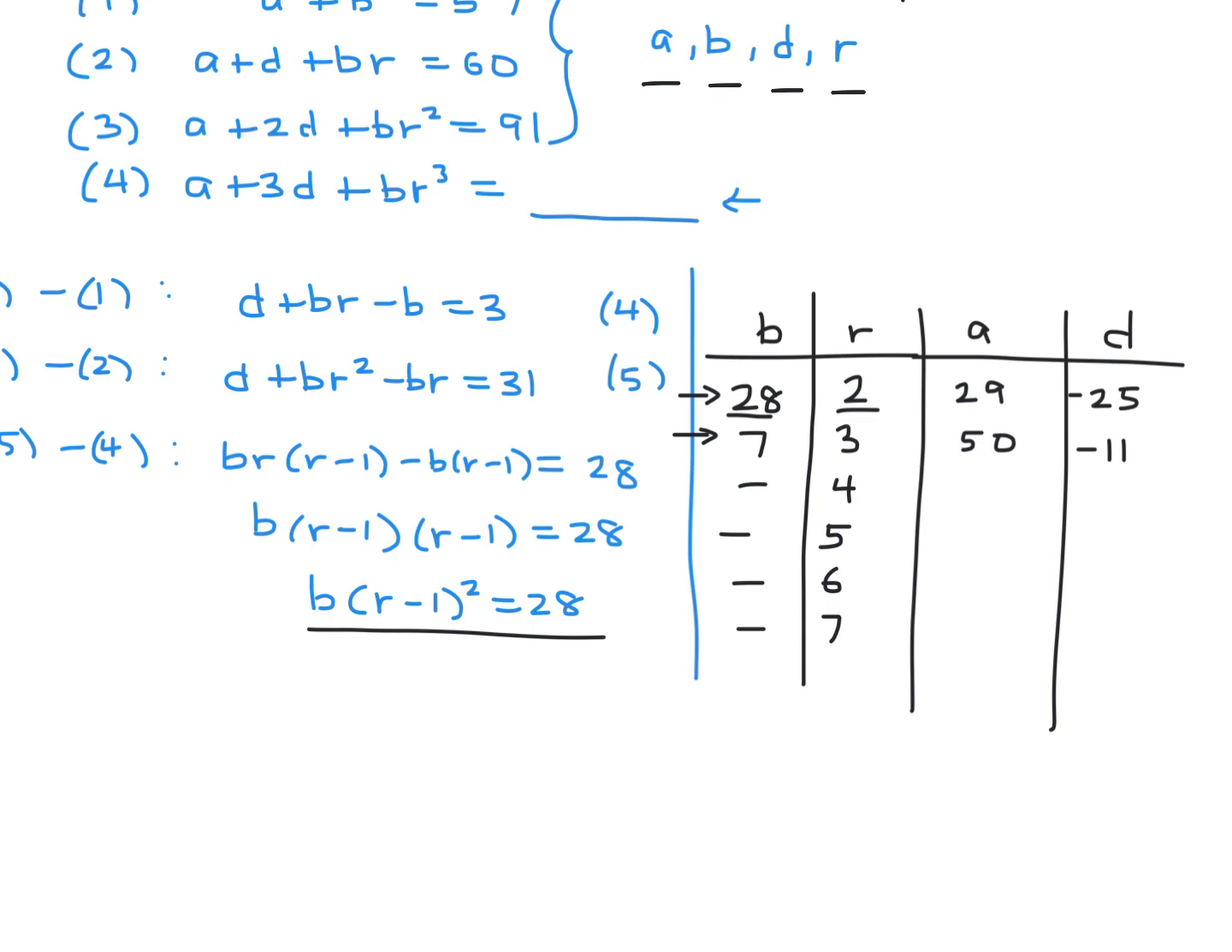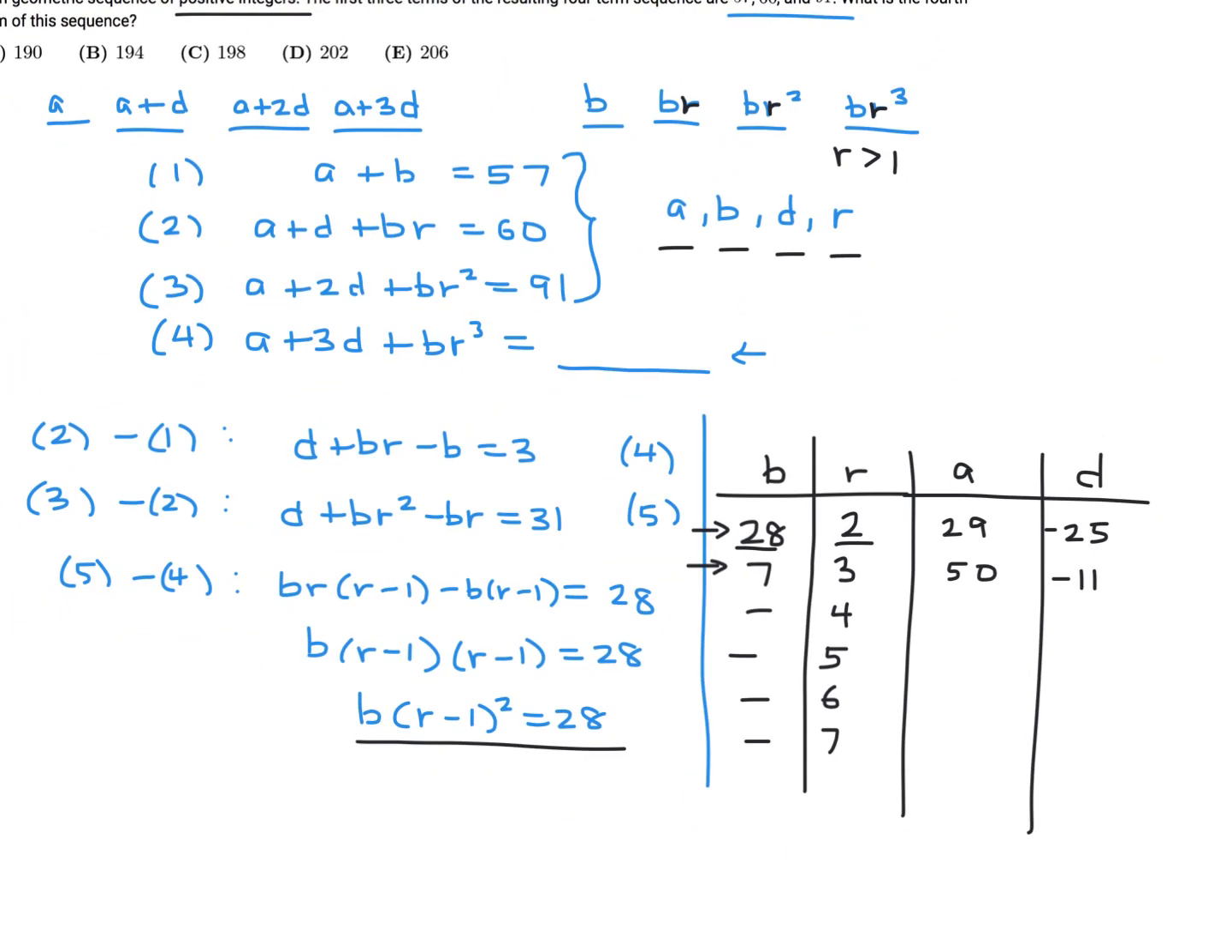First, let's start with the first one. If this is what the numbers are, my arithmetic sequence would be 29, 4, negative 21, and negative 46. Okay, that doesn't work because everything has to be positive. So that's no good. So let's try this one.